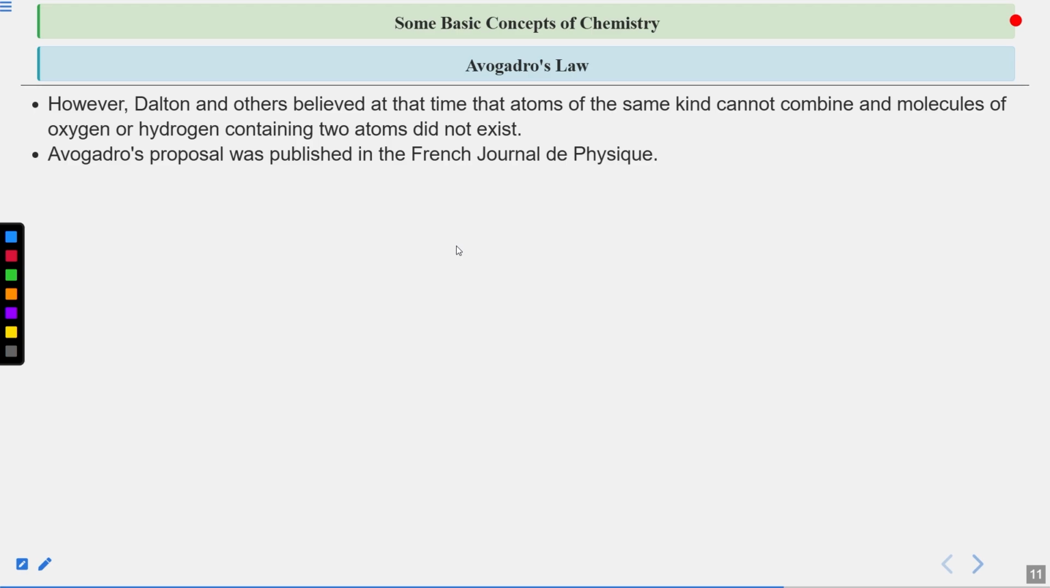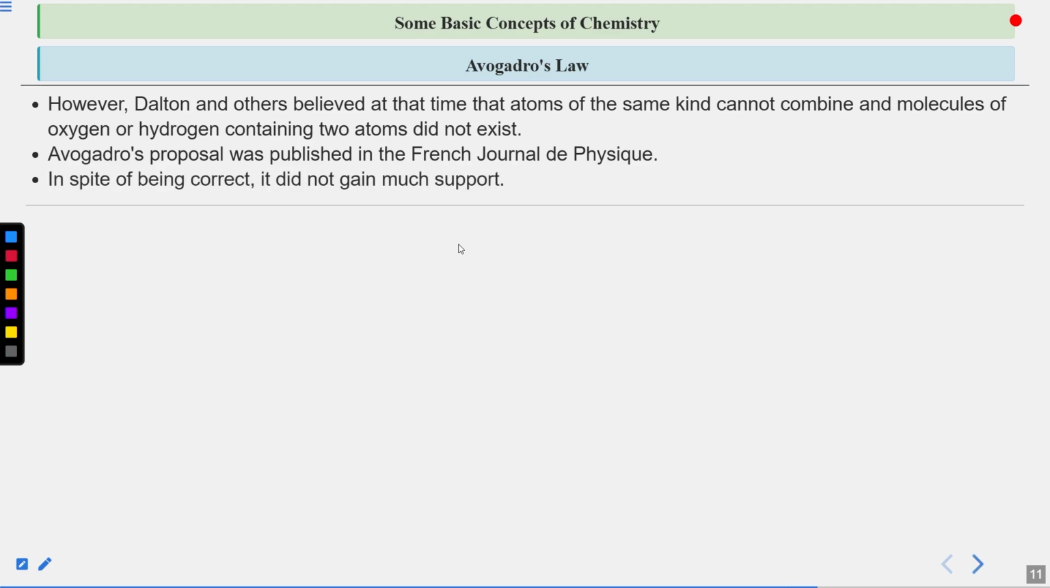And Avogadro's proposal was published in the French journal De Physique. But in spite of being correct, it did not gain much support because of the existing Dalton's law. Now, what is this Dalton's law? So, if you just see Dalton's law, it is just an outcome of all the laws of chemical combination. And for this reason, Dalton's law was much more appreciated. We will see this law now.